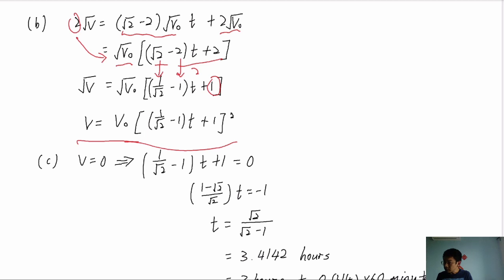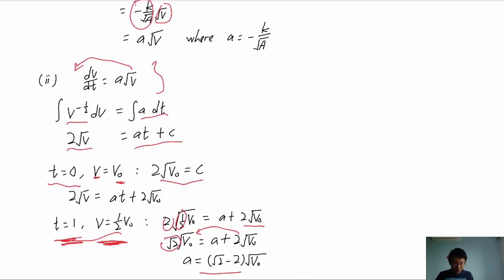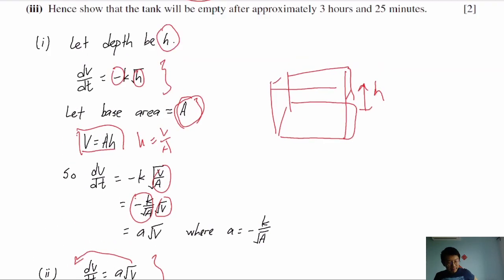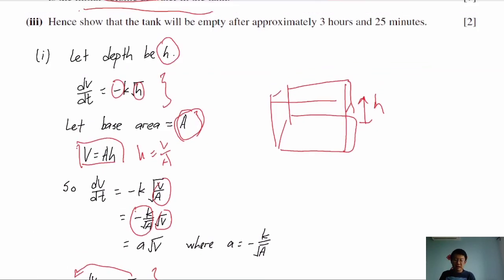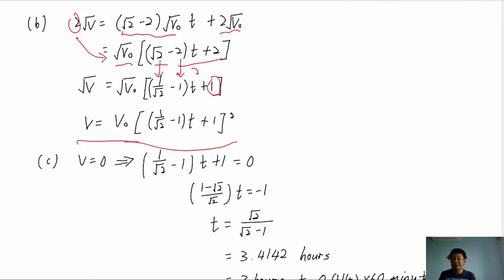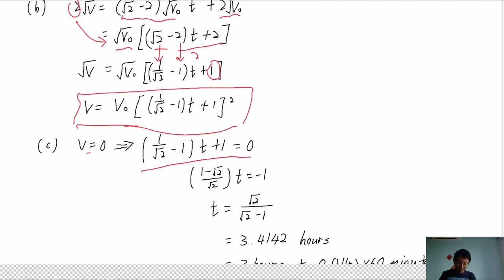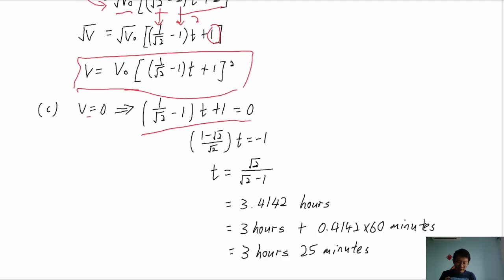Okay, so next one, we look at the question again. It says show that the tank will be empty after approximately this time. Tank is empty means V is 0. Since we already proved it in the second part, we just have to let V be 0, and basically we're solving for this thing. From there we just have to manipulate this expression a little bit, and then at last we'll get T to be this value.